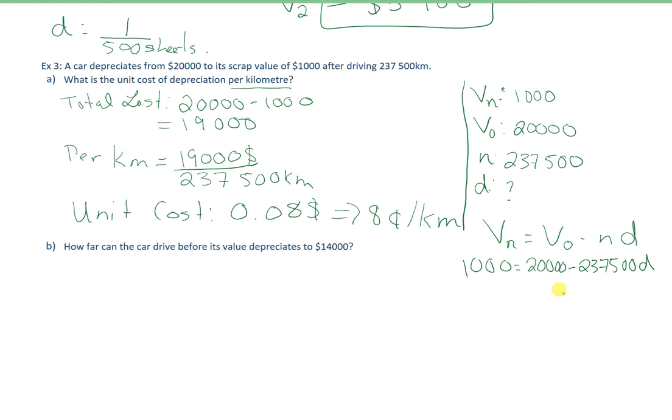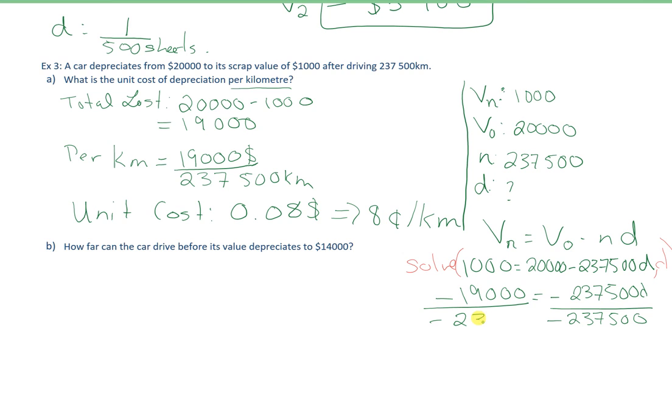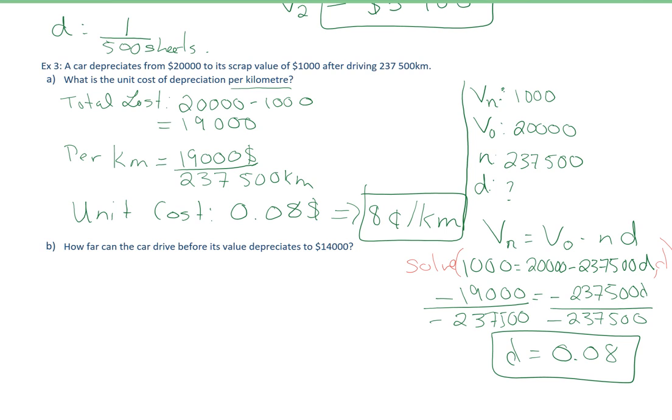So if I was to now go through and solve this, if I'm content to do this, I can just use solve, comma D on the CAS. If not, subtracting the 20,000 over, you would get negative 19,000 is equal to negative 237,500D, dividing both sides. So I'm giving you a few alternative ways to think about this. Whichever way you swing it, you end up with D is 0.08. Notice I end up doing the same calculation. It's just whether I'm considering it through a formula or reasoning through it. So either way, you get that the unit cost is 8 cents per kilometer.